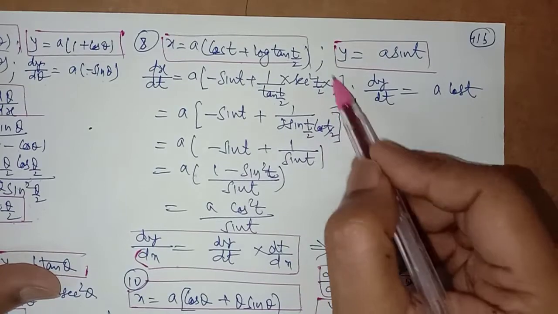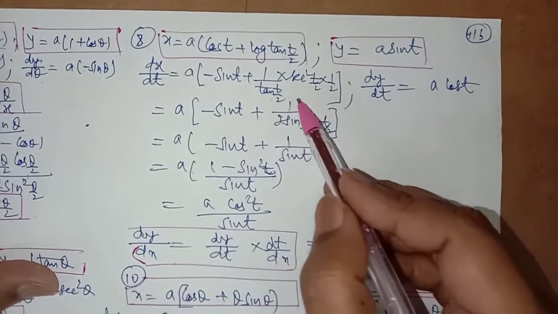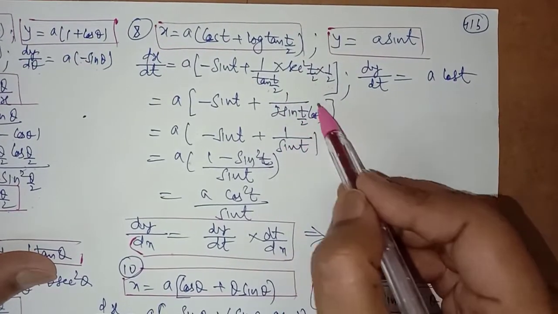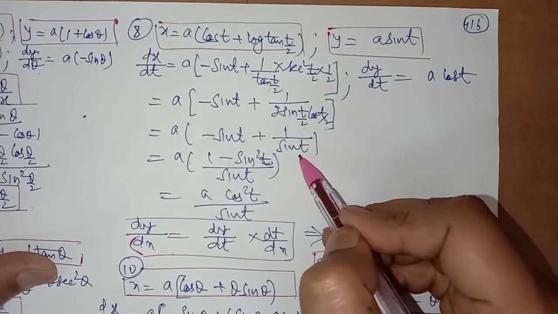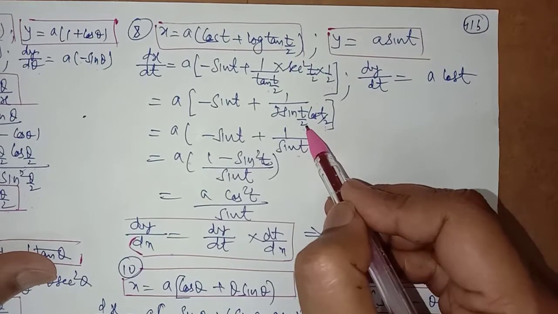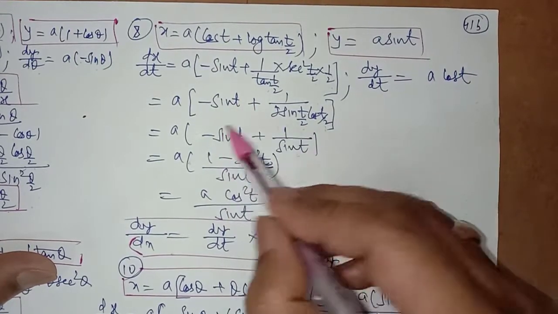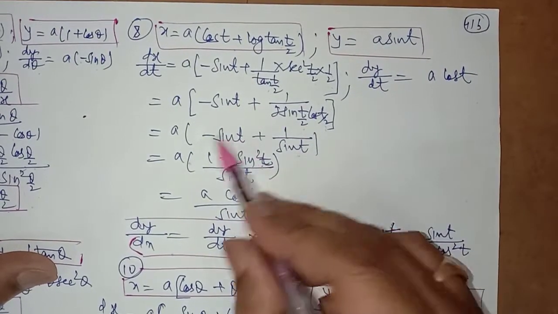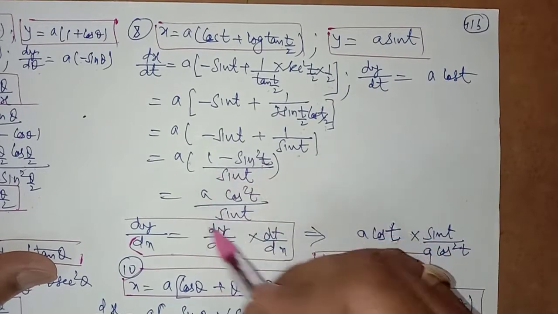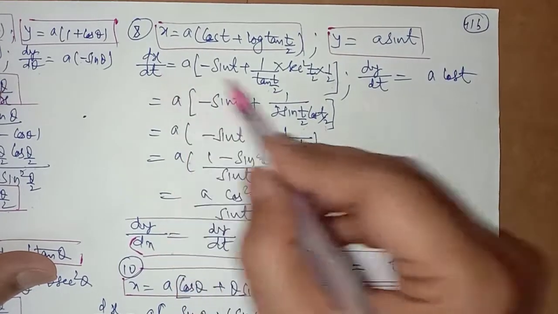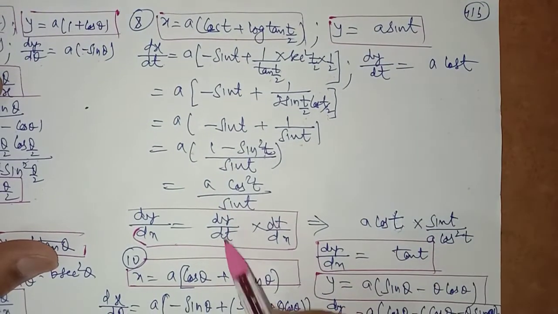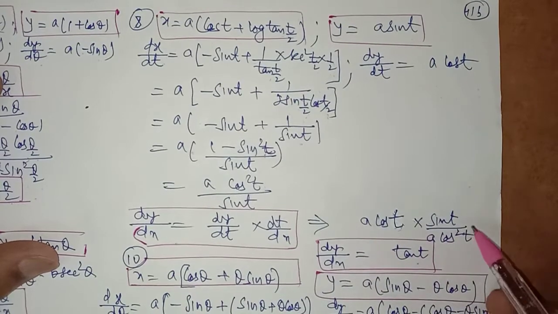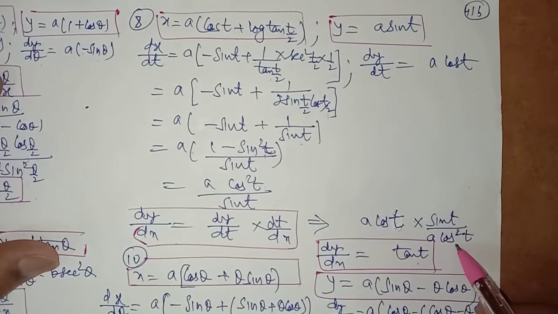When you simplify this, converting into sine and cos, you are getting 1 upon 2 sine t by 2 cos t by 2. And 2 sine t by 2 cos t by 2 is equal to sine t, the formula for sine t for the half angle. Simplify it, 1 minus sine square t, cos square t. This is the value of dx upon dt. dy upon dt is somewhat simple, a cos t. dy upon dt upon dx, simplify it, you will get tan t. a and a cancel, cos cancels, sine upon cos, tan.